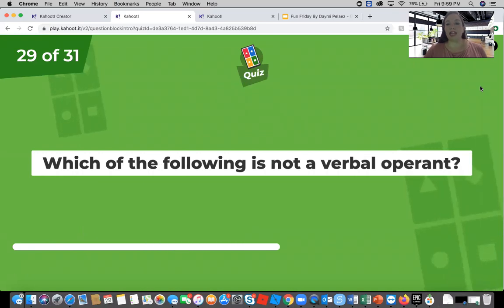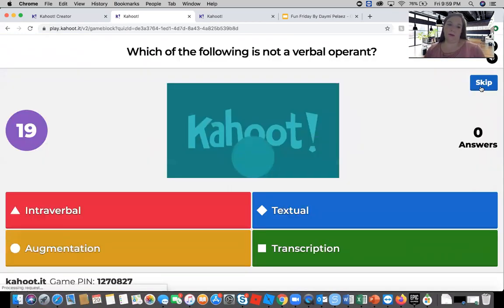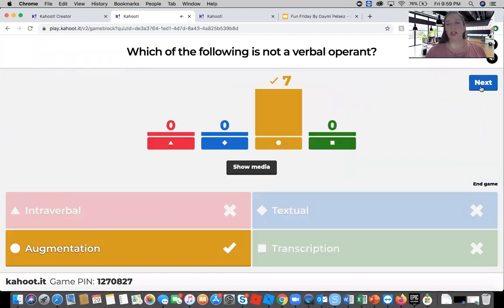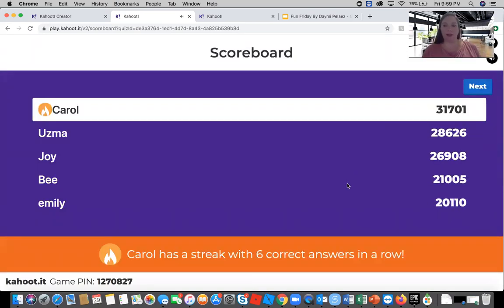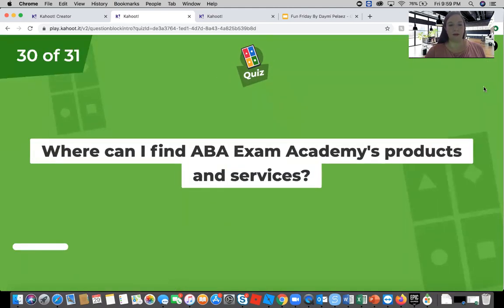Which of the following is not a verbal operant? Not. Dang it. 100%. Nice job, everyone. Woo-hoo! All right, let's see how many more we have. I think it's one or two. You guys are doing so good. Most of you guys are getting this, all of them.